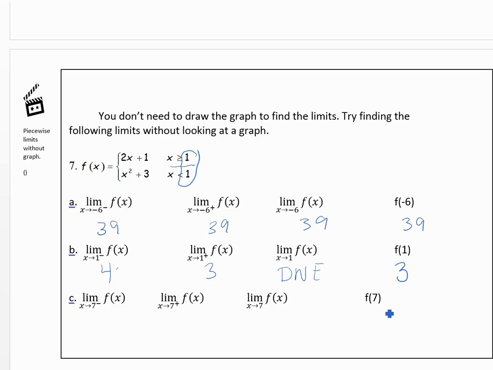So we're going to plug it into the part where x is greater than or equal to 1, since 7 is greater than 1. So we'll plug 7 in and we'll get 15. So that's the left-handed limit, the right-handed limit, the limit, and the function value there.